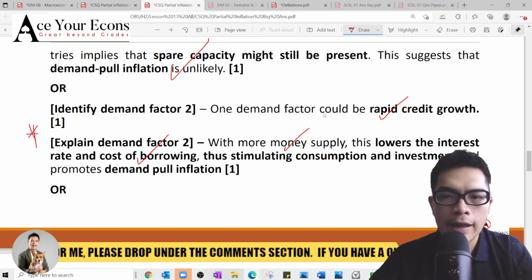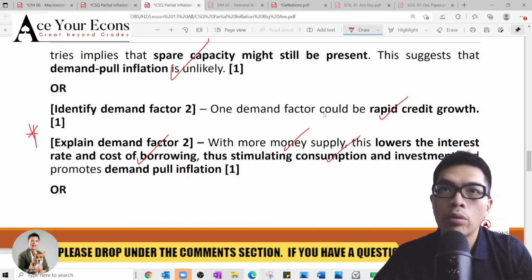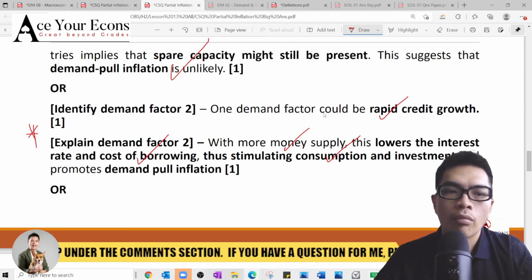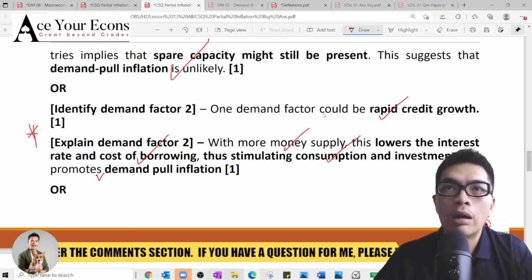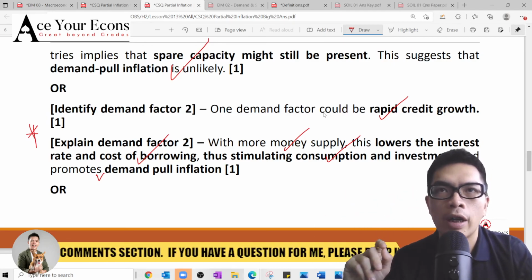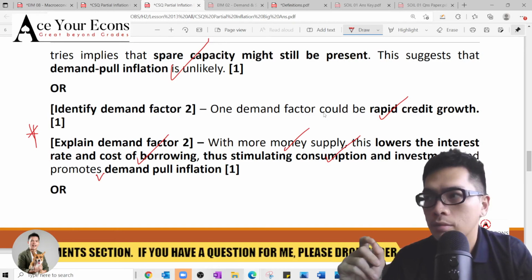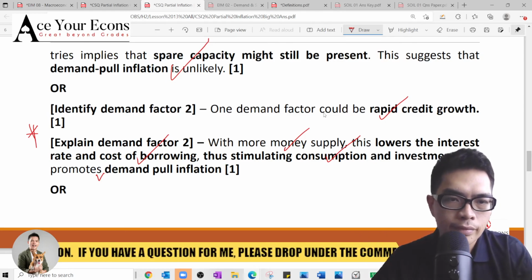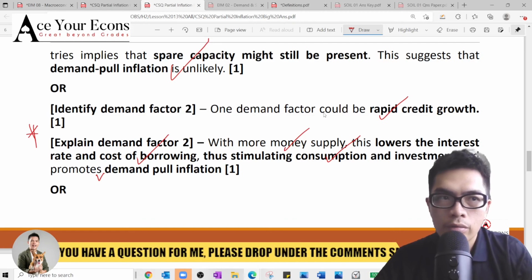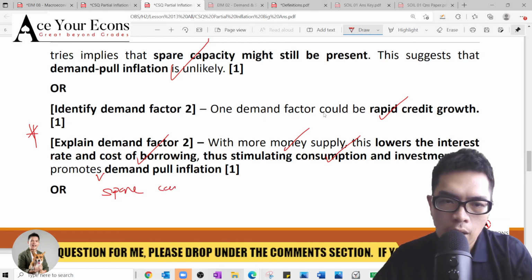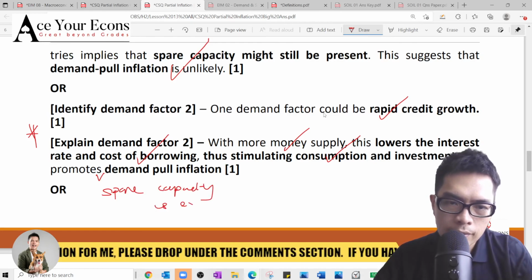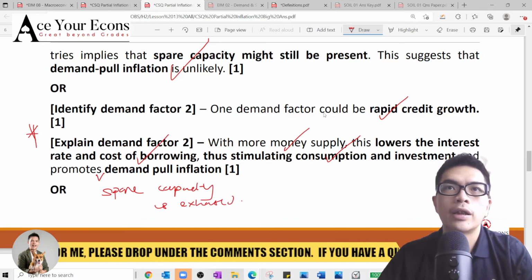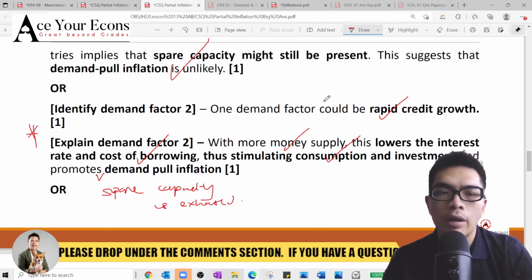This will promote C&I. And if you want to showcase that you are a proficient student, you want to insert an assumption. What was the key assumption that I have been saying so far about demand pull inflation arising? Type it out now. What do you have to assume? Spare capacity is exhausted. Then you can showcase that you are a good student. You understood the concepts well.